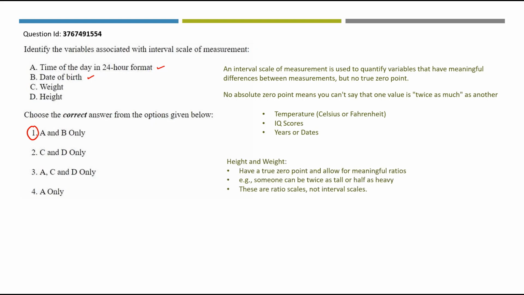Height and weight have a true 0 point and allow for meaningful ratios. So height and weight come under ratio variables. For example, someone can be twice as tall or half as heavy, as we have been seeing. These are ratio scales and not interval scales. So learn that these two are ratio so that it can help you in some other question paper.